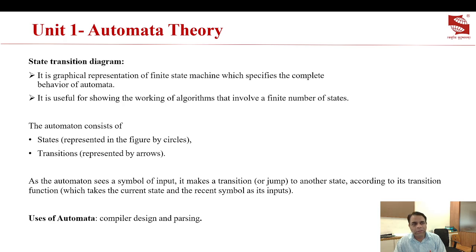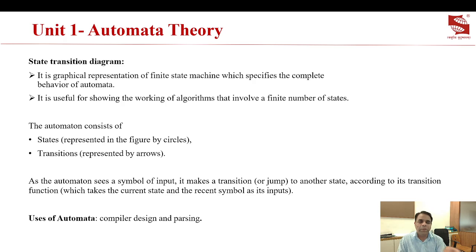For this state transition diagram, there are two important components. The first one is the states. We represent a state through a circle, and through the arrow, you can mention the transition. So the machine or mathematical model shows the state transition diagram using the states and the arrows, and the arrow is nothing but the transitions.